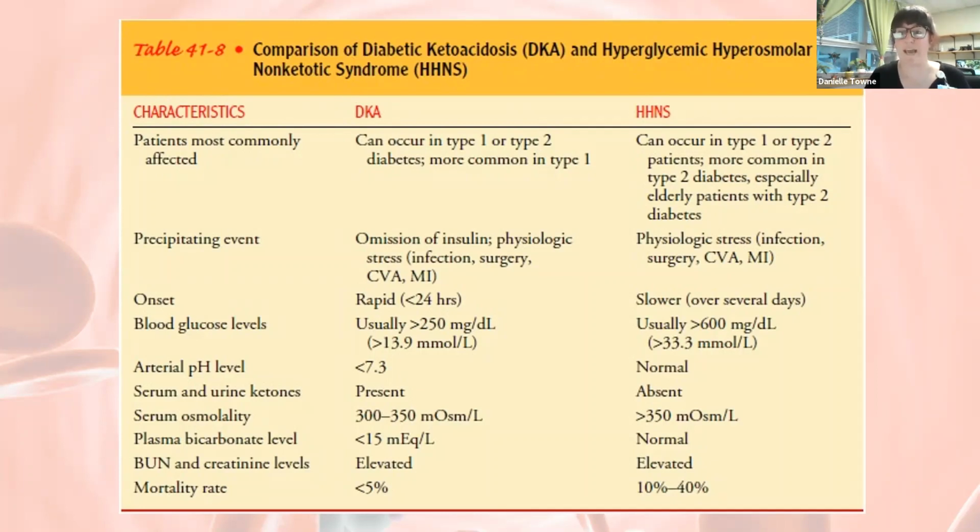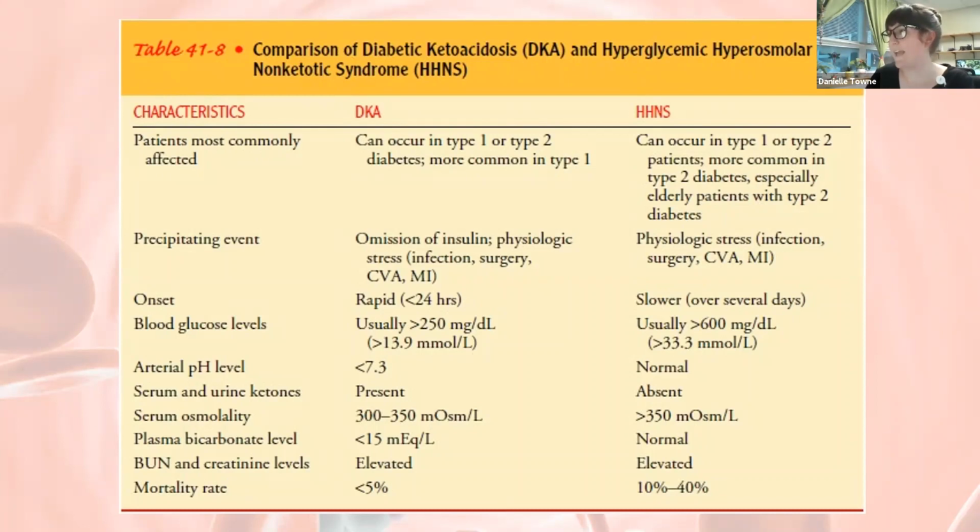You remember how in DKA we have an increase in ketones because the body can't use any of the glucose. We don't have that in HHNS. We also typically don't have an elevated anion gap here either. However, the treatment is fairly similar. You want to correct the fluid imbalance. You want to give the electrolytes. You want to give insulin.